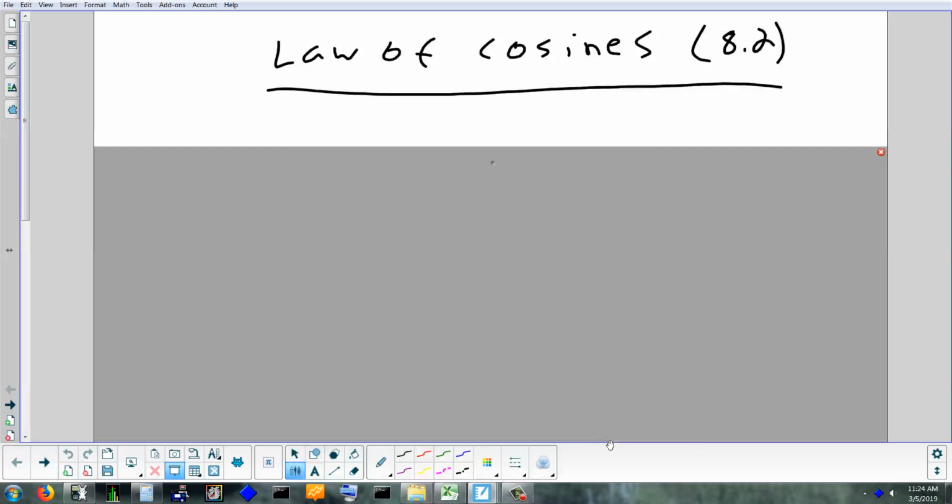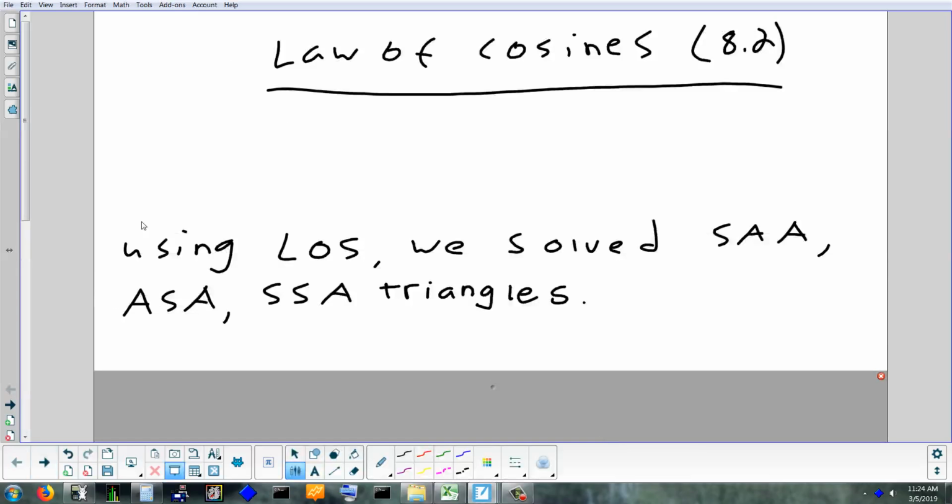All right, so kind of the last part to this is law of cosines. So when we did law of sines, we solved these three types of problems: side angle angle, angle side angle, side side angle. Which one of the three there is the one that we got to check for the two solution and all that stuff?